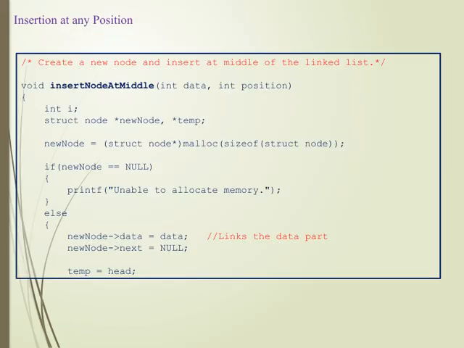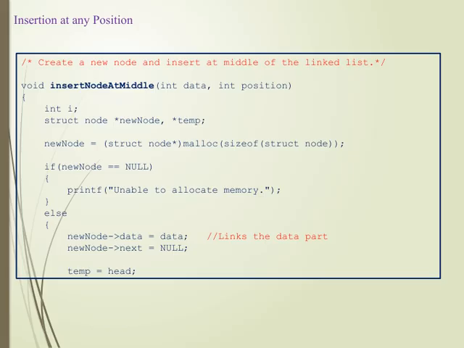Now, let's look at how to insert a node at any position within a linked list. In this example, we're specifically inserting a node in the middle of the list. The first step is to create a new node, which we do by allocating memory dynamically. If the memory allocation fails, we handle that gracefully by printing an error message. Once the new node is successfully created, we set its data part to the value we want to insert and initialize its next pointer to null.